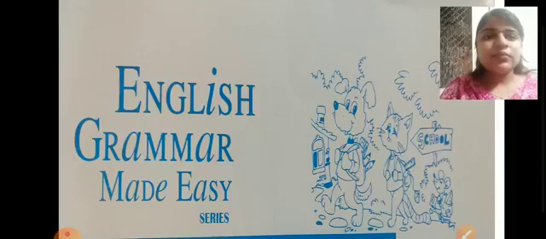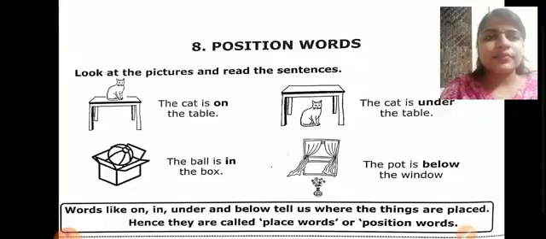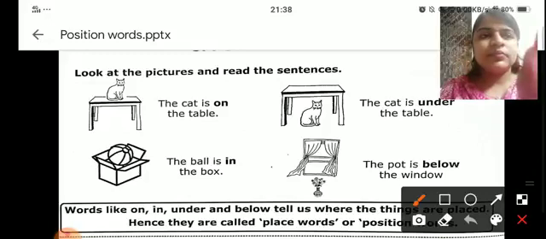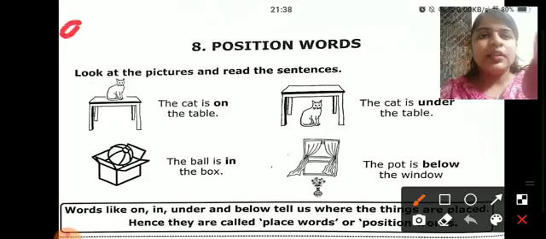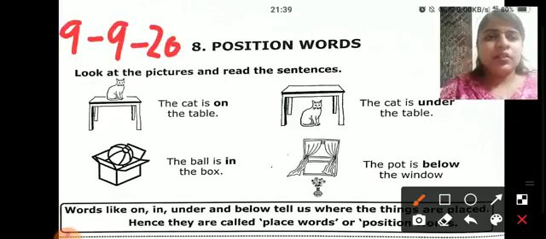Okay children, now open your textbook. Open page number 36. Now here you can see lesson number 8, position words. Now first we are going to write the date. Write it down. 9-9-20. Done children? Good.